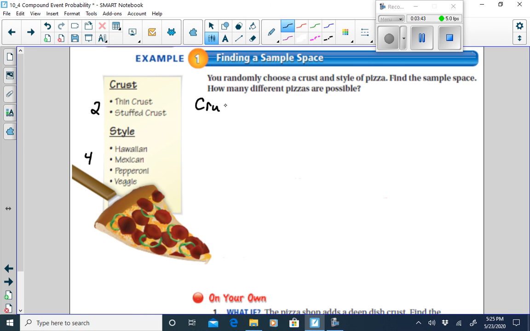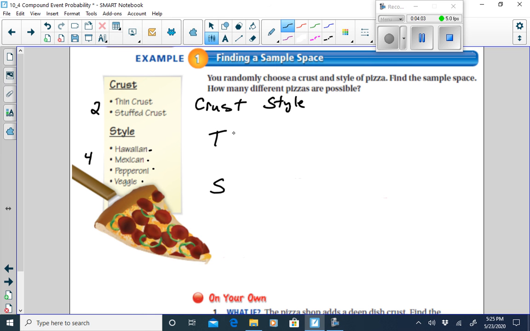So first we're going to start off with the crust. And what are the different types of crusts that we have? We have thin crusts and we have stuffed crusts. Then we have the style. And what kind of styles do we have? We have Hawaiian, Mexican, pepperoni, and veggie. So we would make our tree diagram this way.